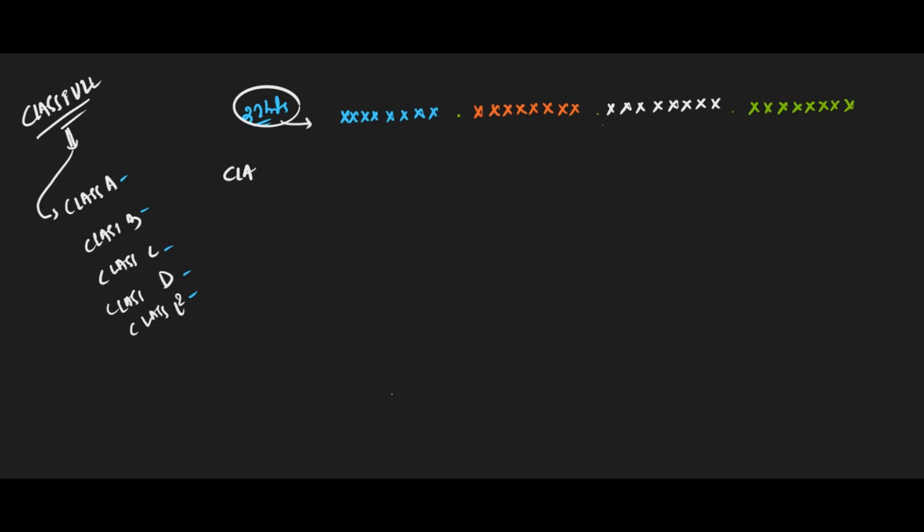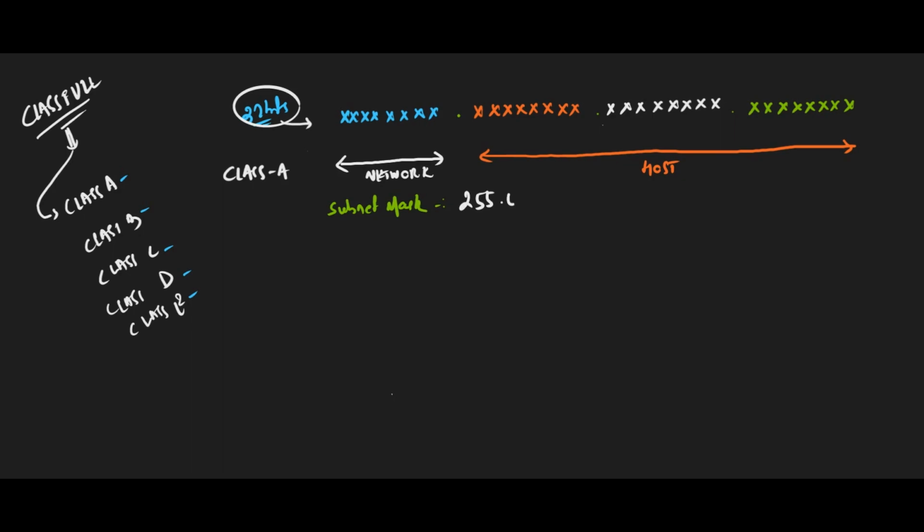So when we think about class A, class A identifies the first portion, the 8 bits, as the network part. The remaining 24 bits are the host part of it. So for class A, if I write down the subnet mask, what will it be? It will be 255.0.0.0. Why 255? Because the first octet is all ones. If it is all ones, then we will have 255.